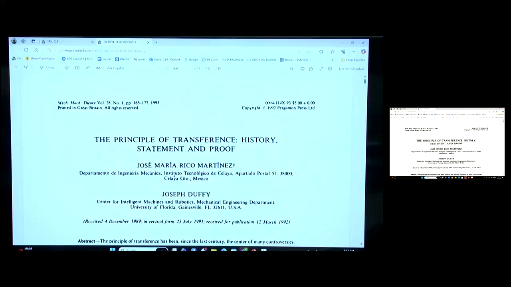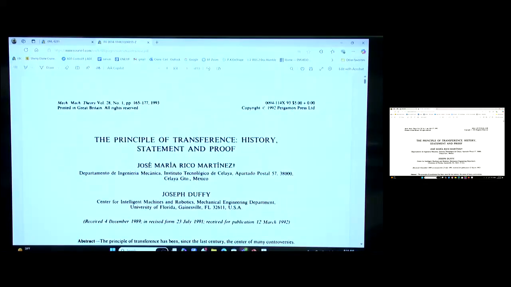So here's the paper that I linked to our class webpage from 1992 that Dr. Duffy did with Jose Rico. Jose Rico was one of Dr. Duffy's PhD students. He's pretty brilliant. He's smarter than I am, and at this time he taught at the Institute of Technology of Celaya, in Celaya, Mexico, and now he's at the University of Guanajuato. And it's not in Guanajuato, it's right next to it, a little town. Can't believe I can't remember the name.